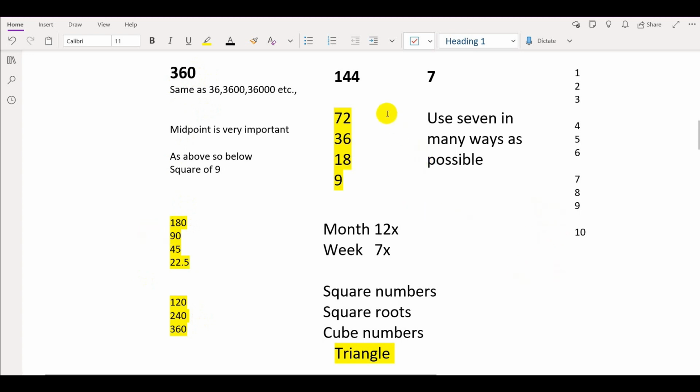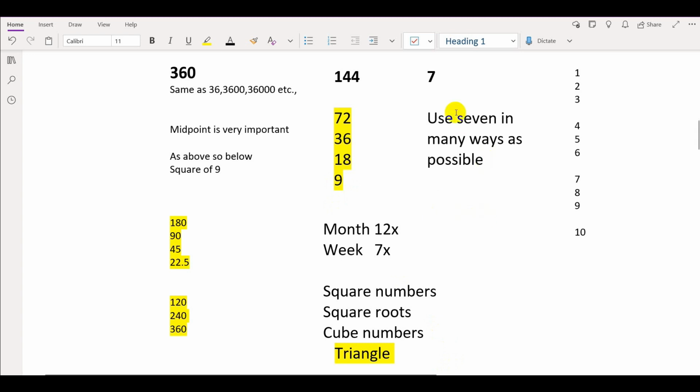Okay, 144, it is same. It's a master number and its division 72, 36, 18, 9. So 9 rules. There is a lot of information about 9 in the book. You can read that. And 9 is a pulse. And whenever 9 comes, there will be a change.